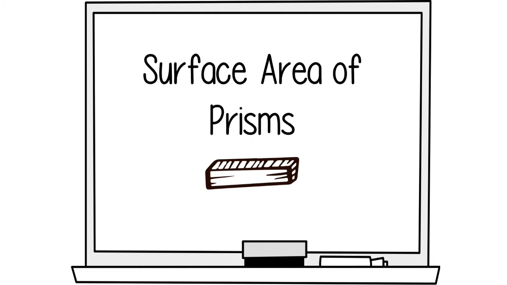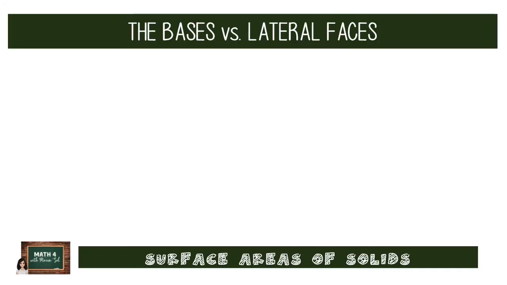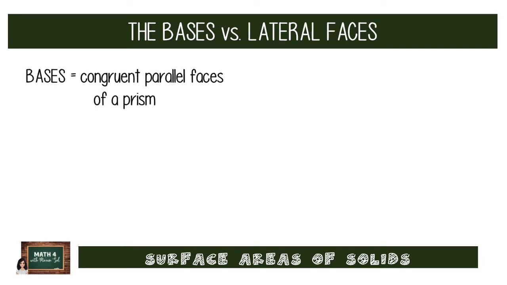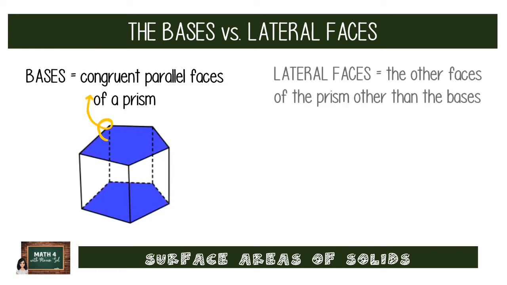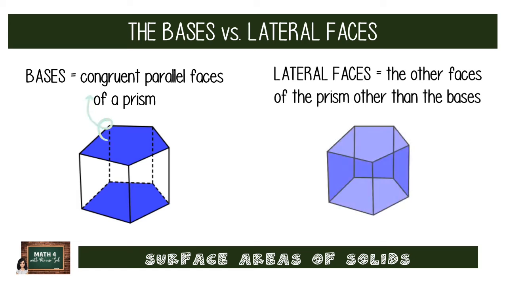Let's have the surface area of prisms first. Before we proceed, we need to understand the difference between the bases and lateral faces of a prism. So you see that every prism has two congruent parallel faces, and those are its bases. Meanwhile, the lateral faces are the other faces of the prism other than the bases. You need to understand this because the total surface area of the prism is equal to the sum of the areas of the bases and the lateral faces.